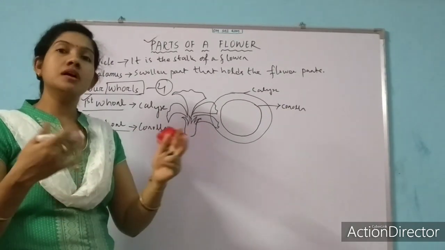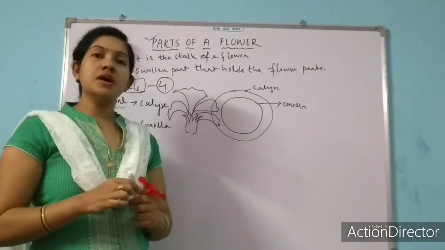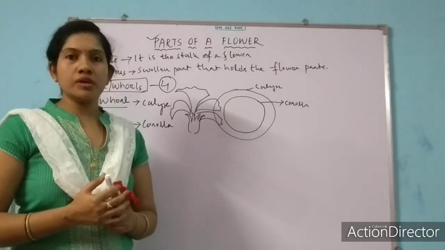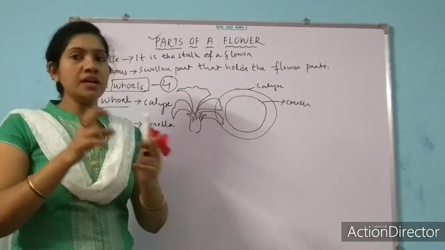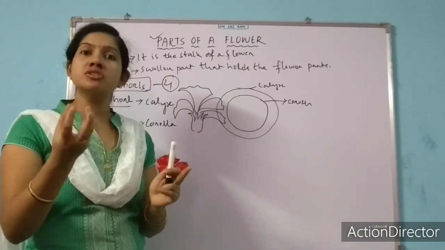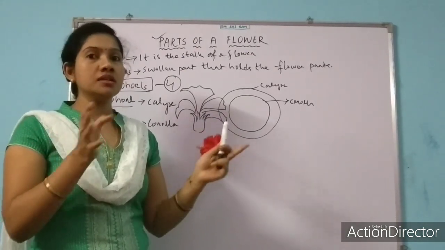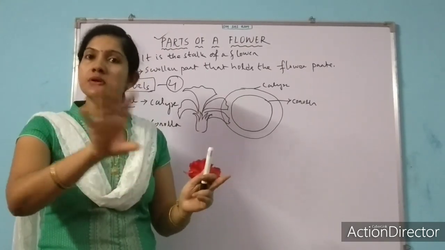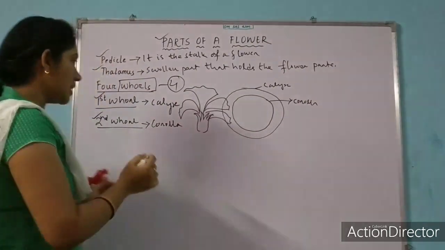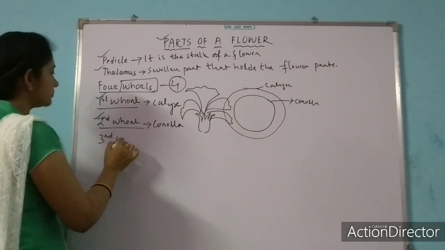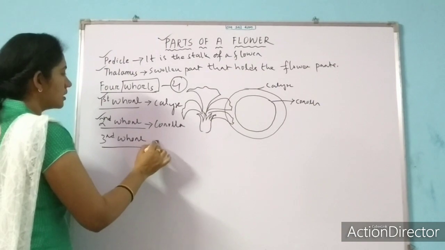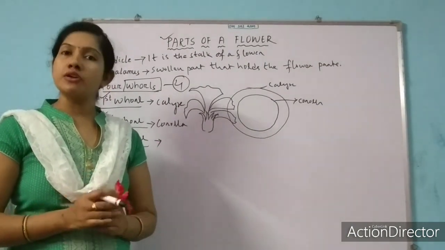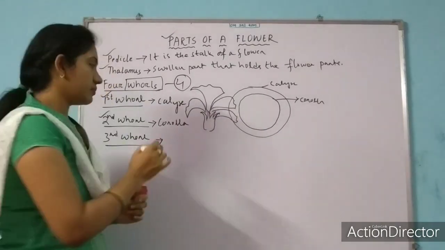Now come to the third whorl, and remember the first and second whorls are just the accessory parts of a flower. But the third and fourth whorls of a flower are the essential whorls of the flower. Without the third and fourth whorls, the flower cannot produce a seed. So let's discuss the third whorl. The third whorl of a flower is the male part of the flower. We call it androecium.